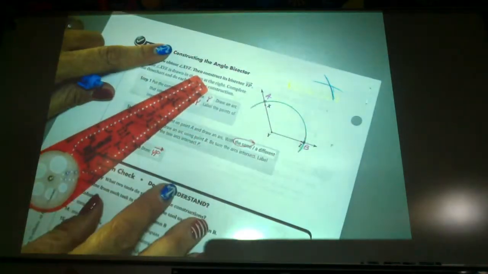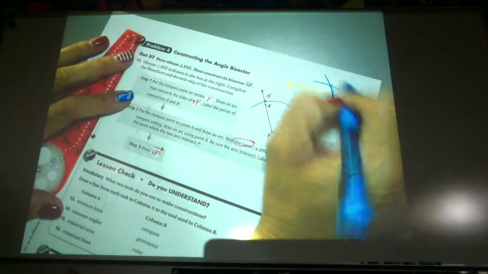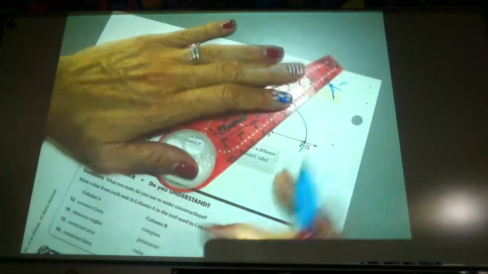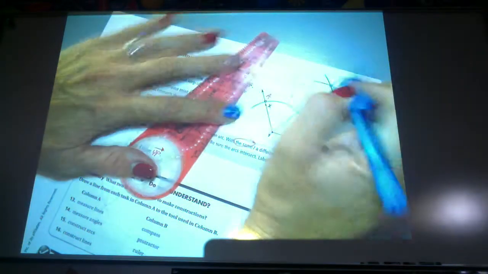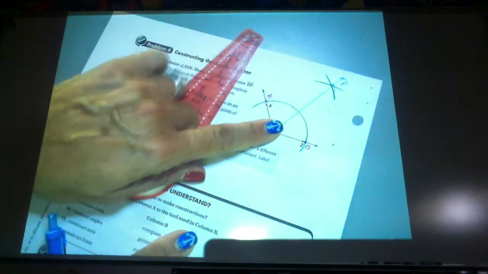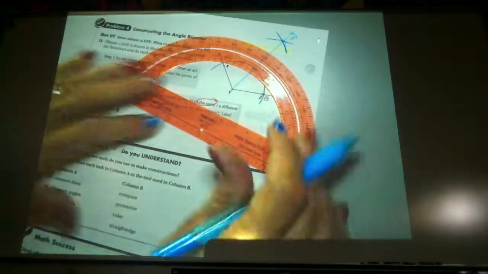And so X marks the spot. So you're going to put a point here and you'll label that point P as in Paul. And then taking your straight edge, you're going to connect Y to P as a ray. And this should be your angle bisector, and we're going to check it with our protractor to make sure.